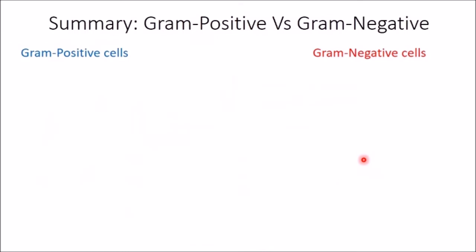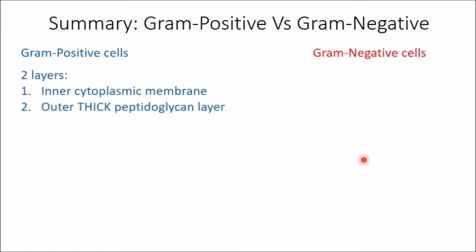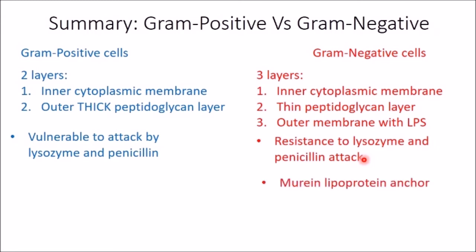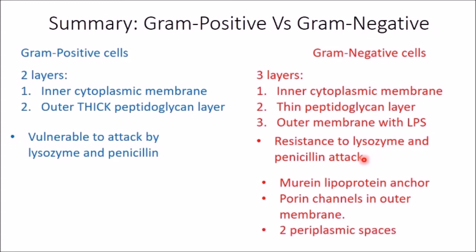So again, in summary, gram-positive versus gram-negative. Gram-positives have two layers, an inner cytoplasmic membrane and an outer thick peptidoglycan layer. They're vulnerable to attack by lysozyme and penicillin. And gram-negative cells have three layers: the inner cytoplasmic membrane, the thin peptidoglycan layer, and the outer membrane with lipopolysaccharide. They are resistant to lysozyme and penicillin attack, and they have a murein lipoprotein anchor. They have porin channels in the outer membrane that allow fluid and some low molecular weight compounds to flow through. And they have two periplasmic spaces. Those are the distinctions between the two.